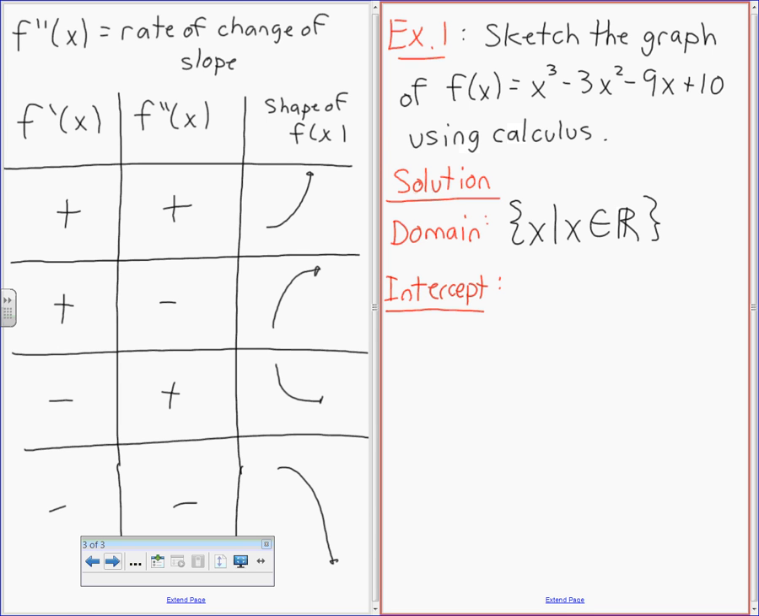All right, what is my y-intercept for this graph? Go ahead. 0 and 10. Good.